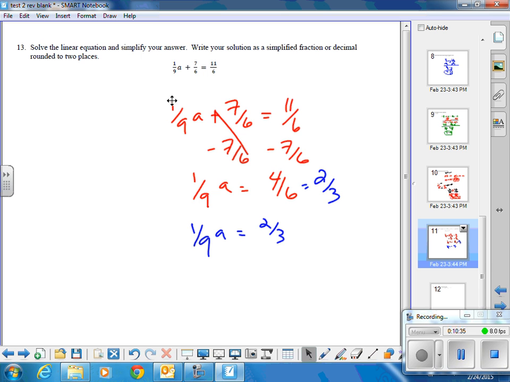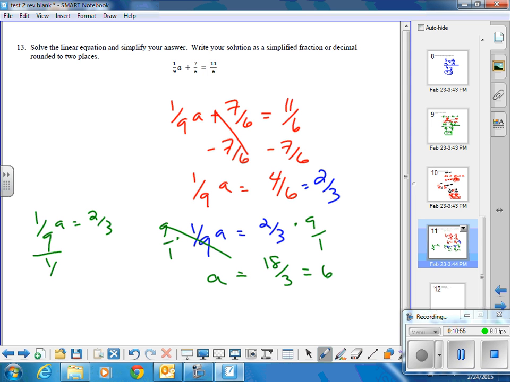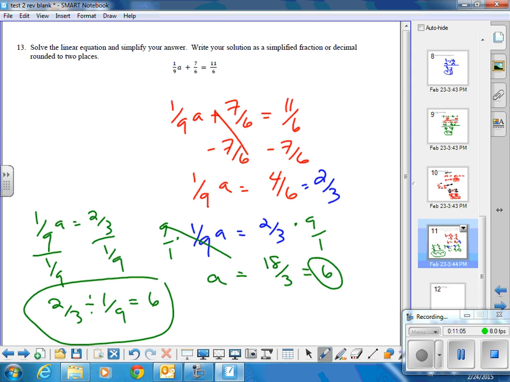And if I use my reciprocal property, I can multiply by 9 over 1, multiply this by 9 over 1, cancels, and I get a is equal to 18 over 3, which ends up being 6. Or, if I have a calculator, I could just go ahead and do this. 1/9a is equal to 2/3, divide, and just do 2/3 divided by 1/9. I should still end up with 6. Either way, I get 6, which is the right answer. That's all we care about in the long run.